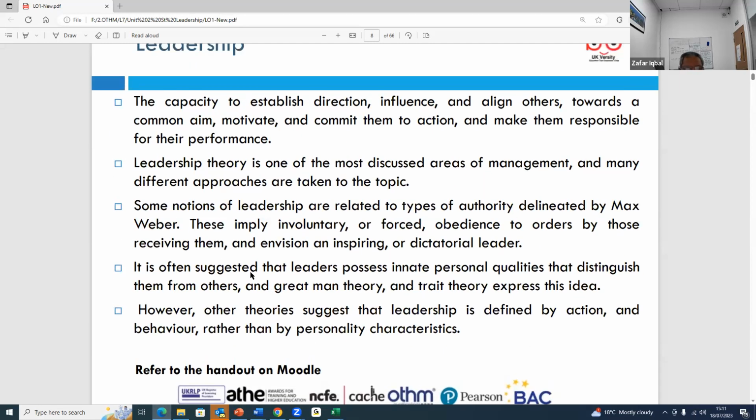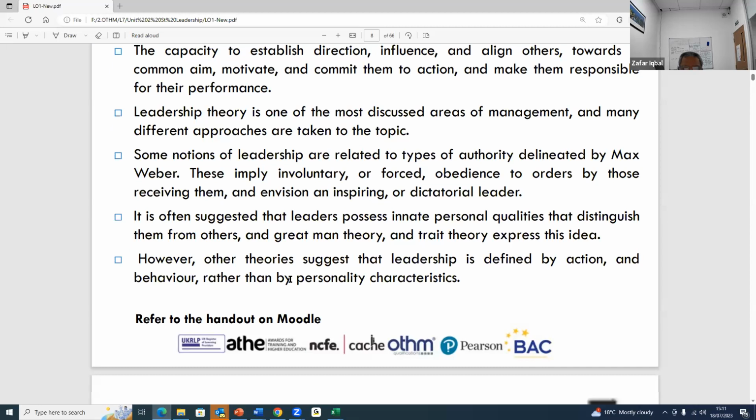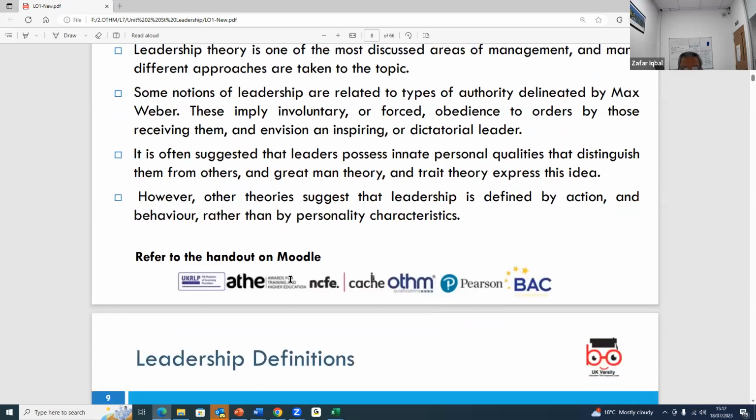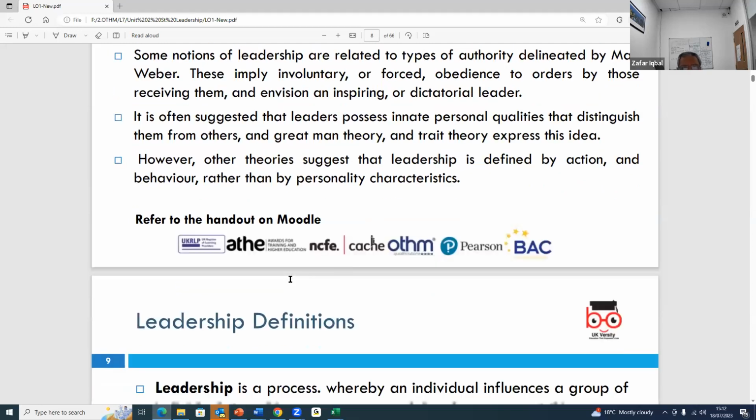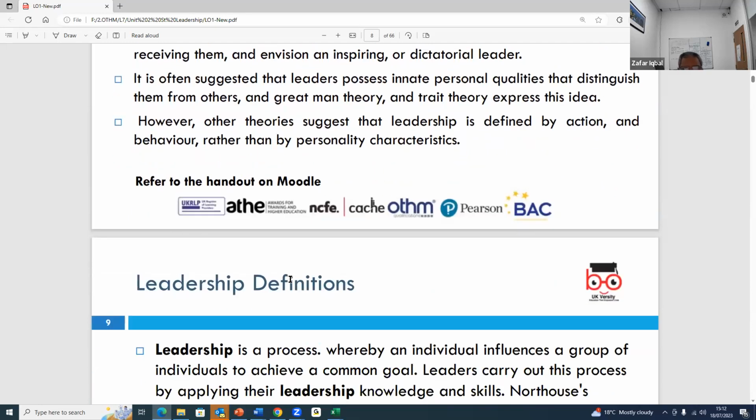So there is no one suggestion, but the suggestion is that leaders possess some kind of qualities that distinguish them from other people. They have some kind of traits, some kind of ideas, some kind of suggestions, and actions and behavior that distinguish them from other people.